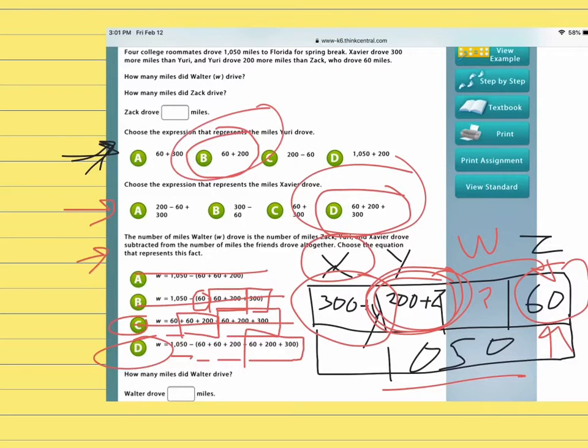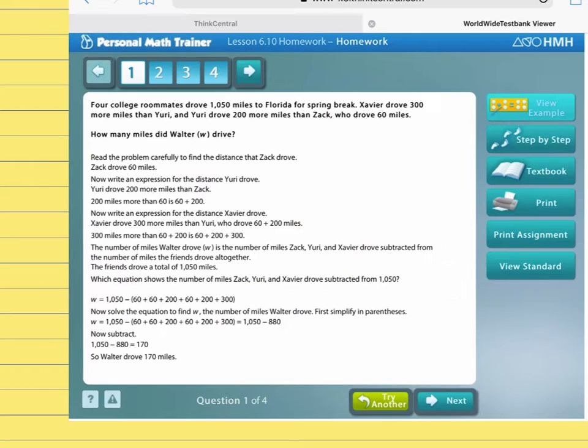And when we figure that out, we have 1,050 minus 880, and that's going to give us an answer of 170. So Walter must have driven 170 miles. All right, so we look at the answer here, the explanation on Think Central. They did the exact same thing we did. I wish they would have drawn a model, but they didn't do a model. So make sure you're drawing a model. If your numbers are different, just plug in the same model and you should get that answer. So our thinking was correct.